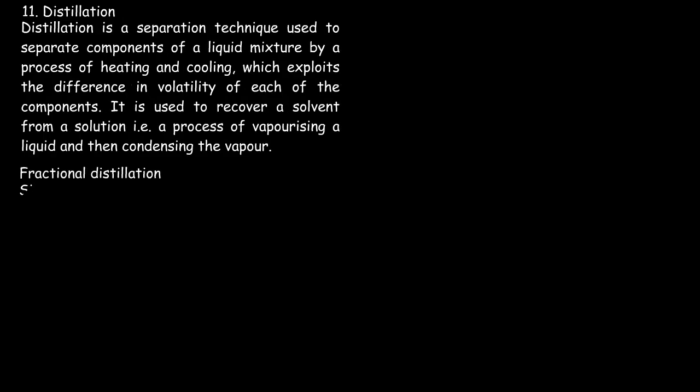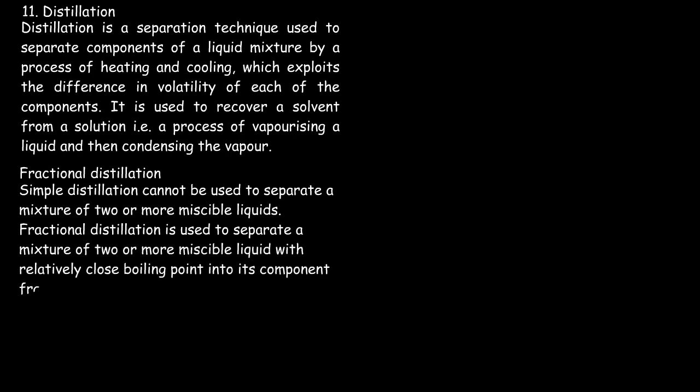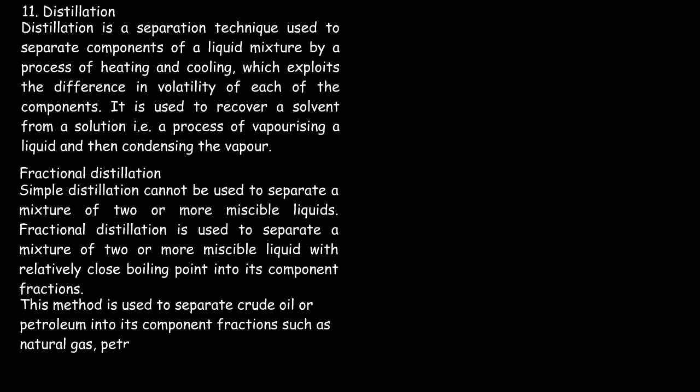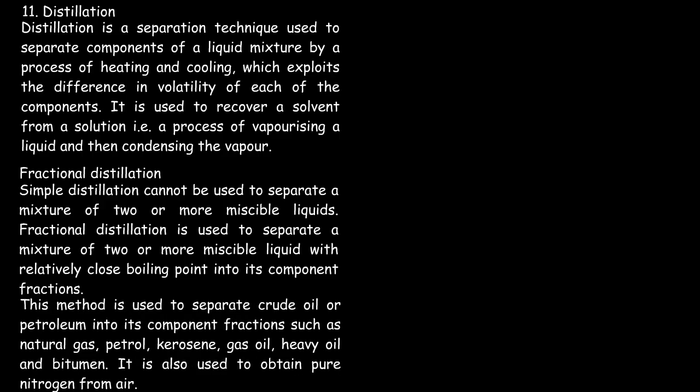Fractional distillation. Simple distillation cannot be used to separate a mixture of two or more miscible liquids. Fractional distillation is used to separate a mixture of two or more miscible liquids with relatively close boiling points into its component fractions. This method is used to separate crude oil or petroleum into its component fractions such as natural gas, petrol, kerosene, gas oil, heavy oil, and bitumen. It is also used to obtain pure nitrogen from air. The main difference between a distillation and a fractional distillation setup is the addition of a fractionating column to the simple distillation setup. Number 12 is precipitation.